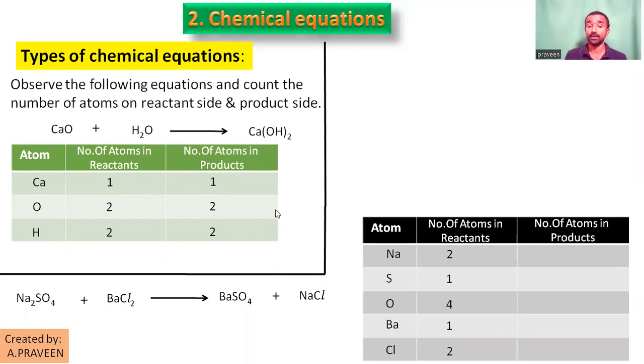Next right side, first sodium, here sodium in the NaCl, no subscript, no bracket, 1. Next sulfur in BaSO4, no subscript, no bracket, 1. Next oxygen in barium sulfate, so BaSO4, 4. Next barium in BaSO4, 1. Finally chlorine in NaCl, 1.